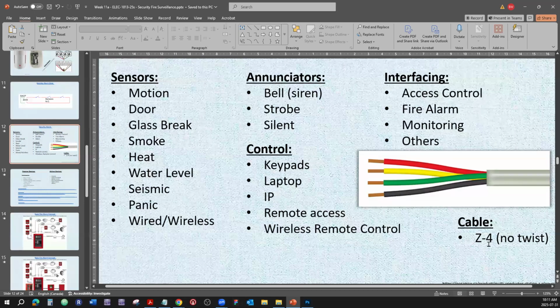Z4, Z6, Z8, Z12 tells us how many conductors are in that cable. But Z4 is the most popular one, particularly because of the size of the cable. The cable is quite thin. We need to get into different door frames and window frames, so the size of that cable matters. You want it to be as thin as possible, so you can pull the wires to the location without obstructing any other structure.